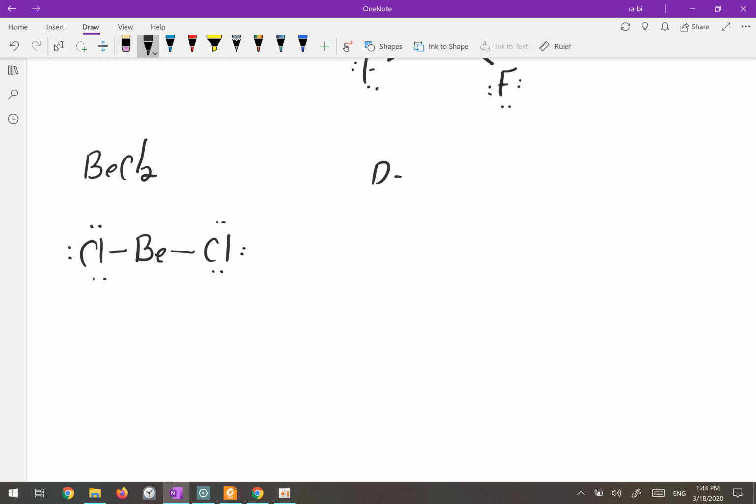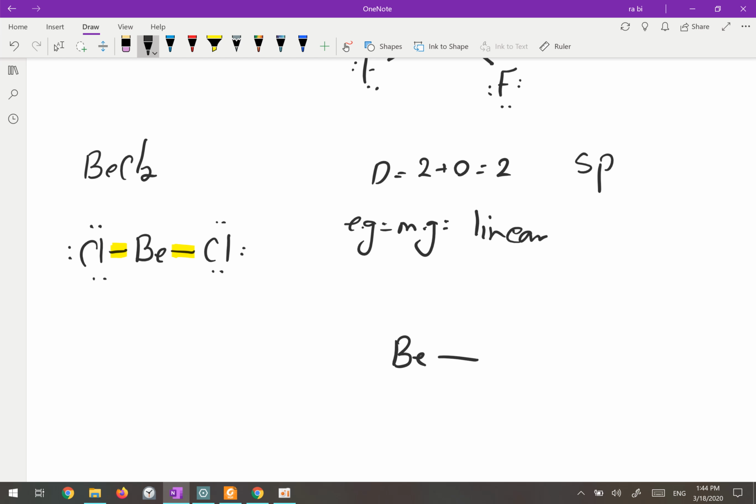For the domains in this one, you have 2 domains, 1 bond here, a 2nd bond here, and no lone pair. So 2 plus 0 becomes 2. When the domain is 2, the hybridization is sp. Electronic geometry and molecular geometry would be linear for sp hybridization. For a linear molecule, you draw the central atom and 2 opposite domains. One is a single bond with chlorine, another is a single bond with chlorine, and the bond angle is 180 degrees.